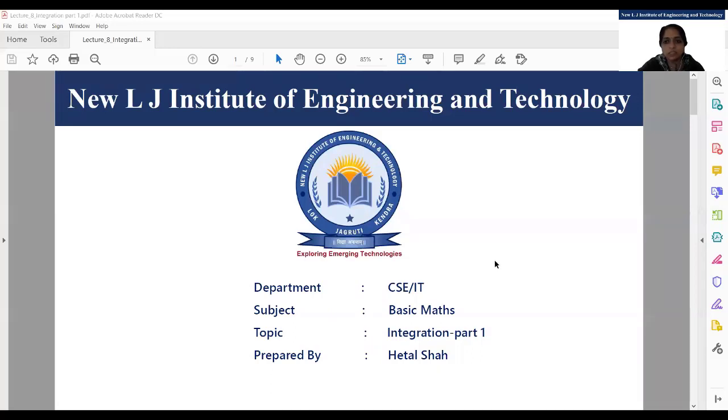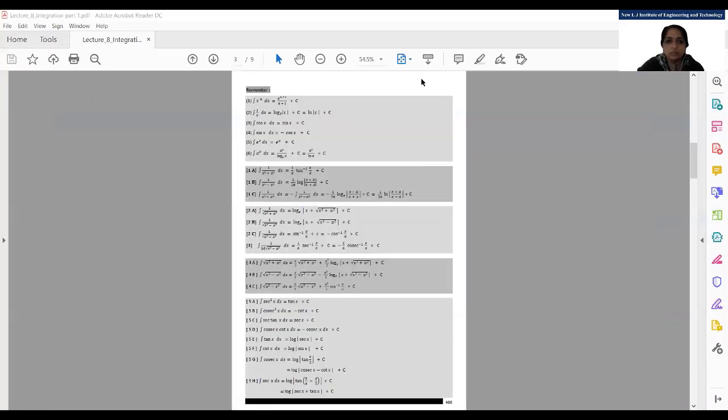This topic is most important for Mathematics 1 and especially for the first chapter, Fourier series, which we will start very shortly. Please be careful in today's and tomorrow's lecture. Both lectures are most important for the first chapter of Mathematics 1, that is Fourier series. So let's start with some basic formulas.